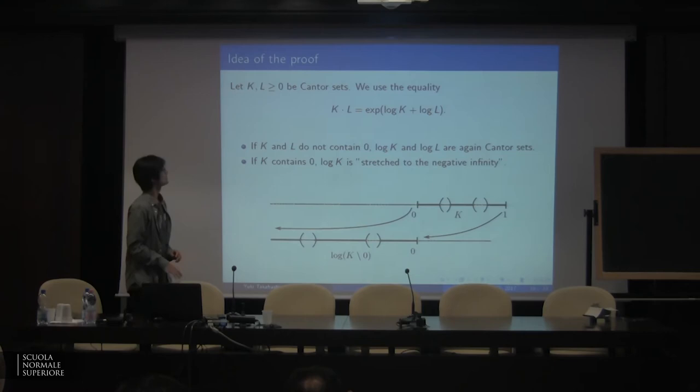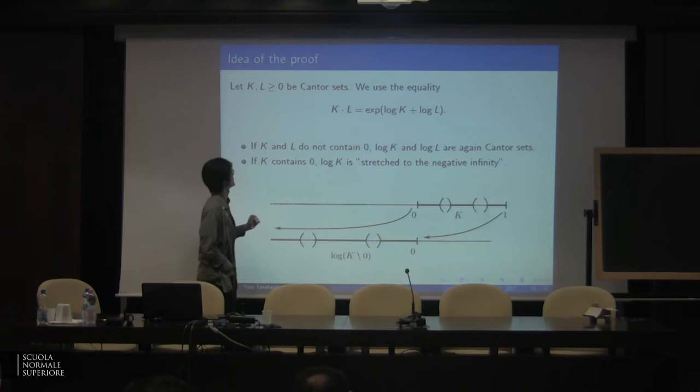Okay, let me talk about the idea of the proof briefly. We want to consider products of two Cantor sets. We already have results about sums of two Cantor sets by the Newhouse gap lemma. We want to change products to sums. What can we do? We can just take log. If you take log, then it becomes sums of two Cantor sets.